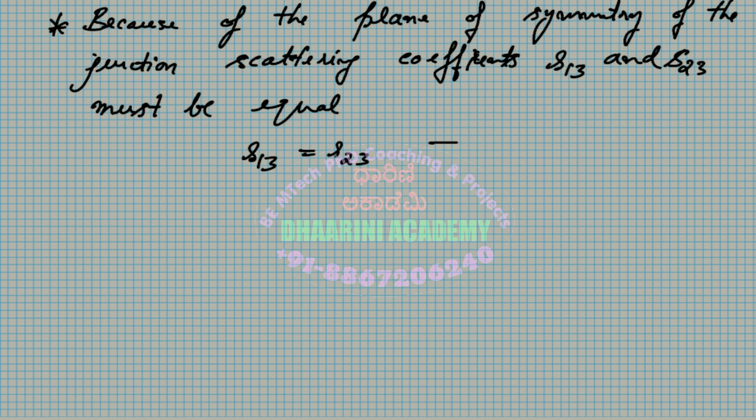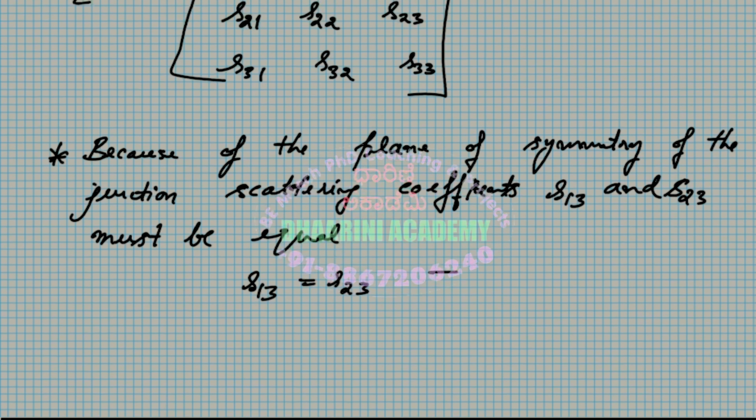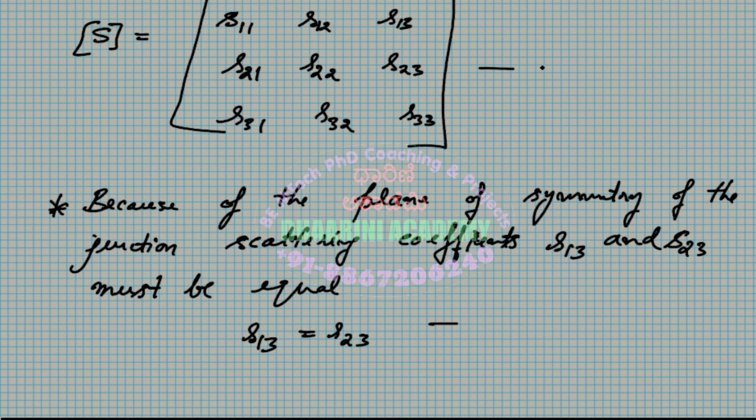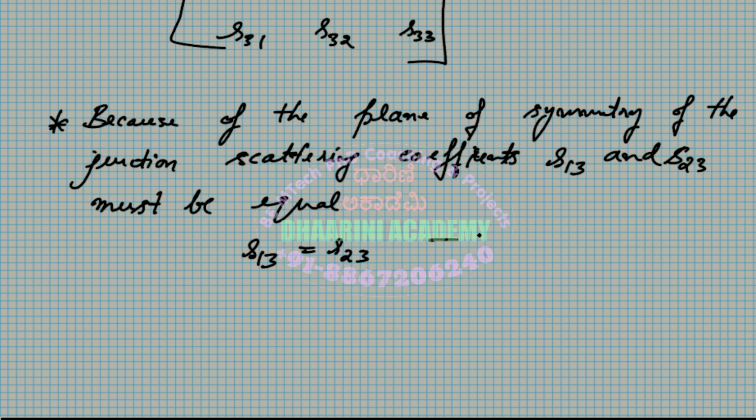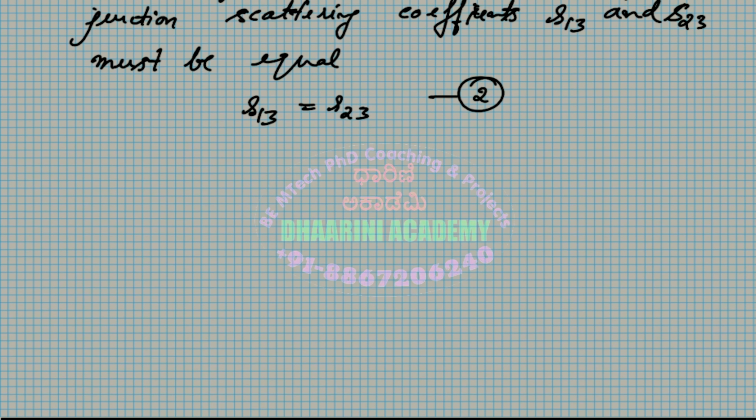Let's call this equation 1. And S13, S23 are the same, I'll call that equation number 2. Now, I don't have any other special feature related to this particular T junction, so I can apply the general S matrix properties, starting from the symmetric property.